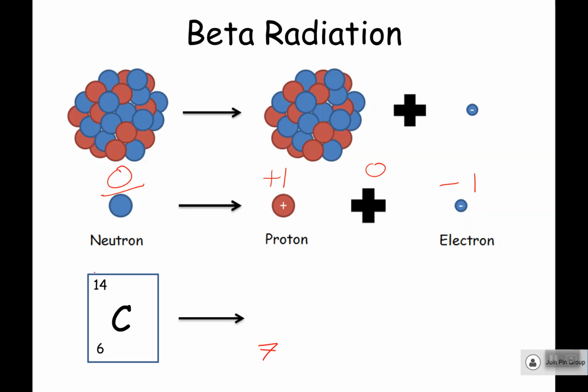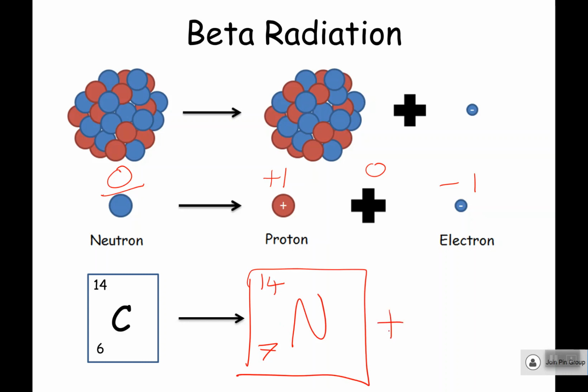Now, the total number of particles in the nucleus, if one neutron's changed to a proton, even though you're losing a neutron, you're gaining a proton. So that number will remain exactly the same. So that there will be your new element, and that happens to be nitrogen. Again, you don't need to know that's nitrogen. They will have it for you.